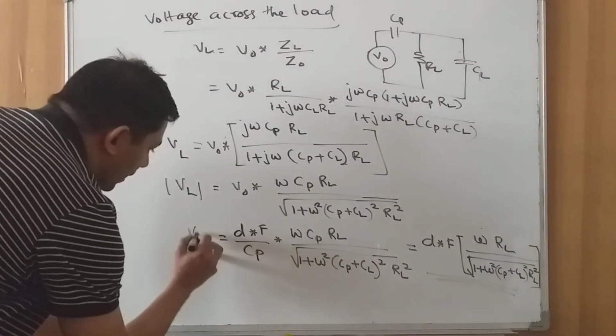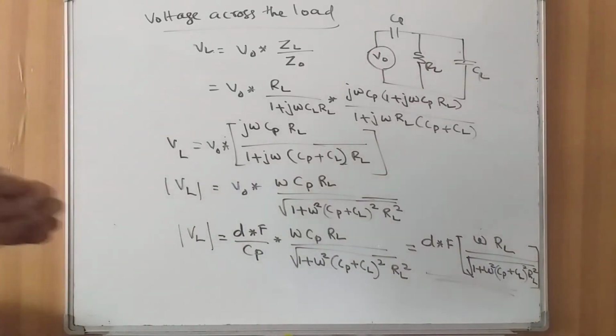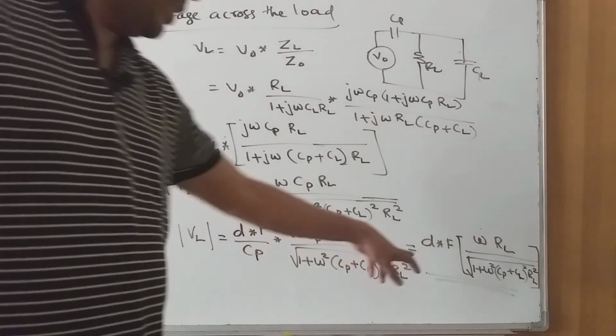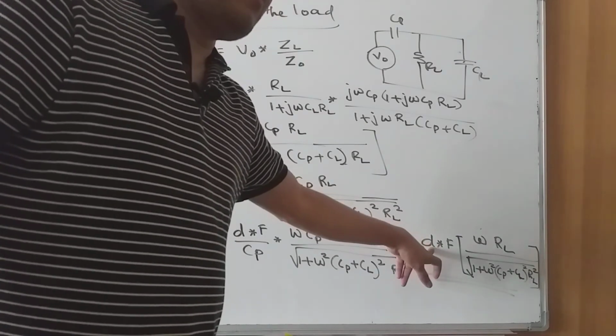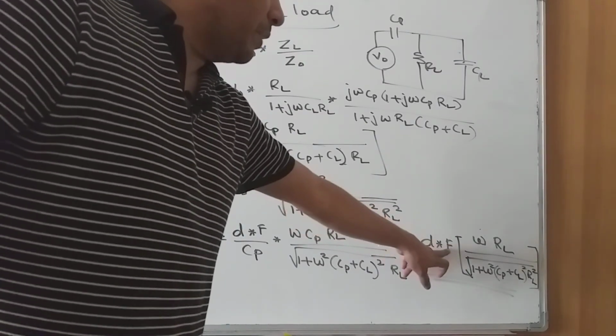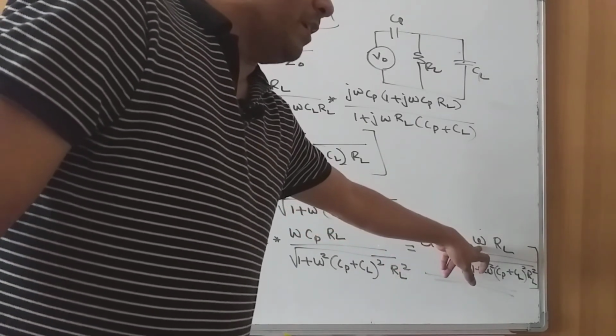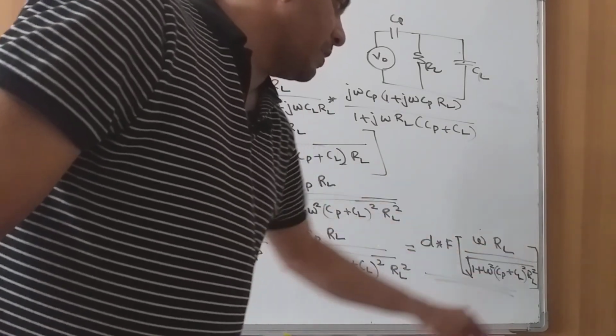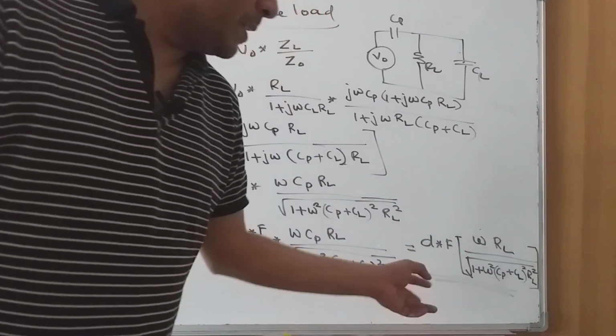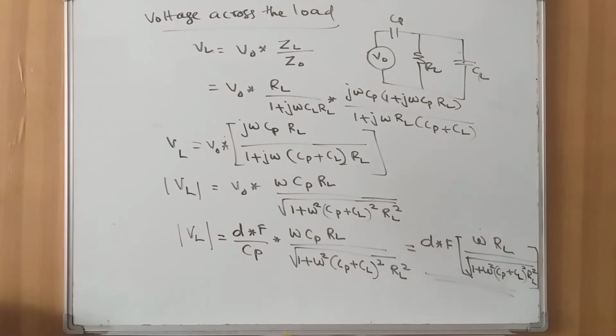That means this is the magnitude of the output voltage that is calculated by the equation, where d is the charge sensitivity multiplied by the force applied. Omega is the frequency in radians per second. RL is the load resistance. Cp and Cl are the capacitances. Cp is the parallel capacitance, whereas Cl is the stray or the load or the equivalent capacitance.